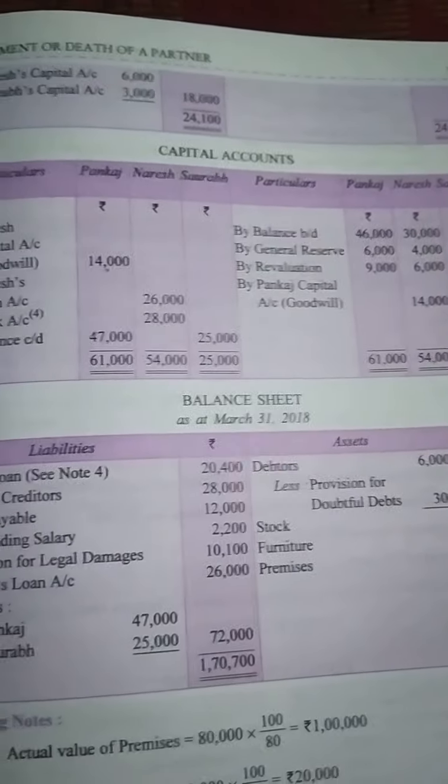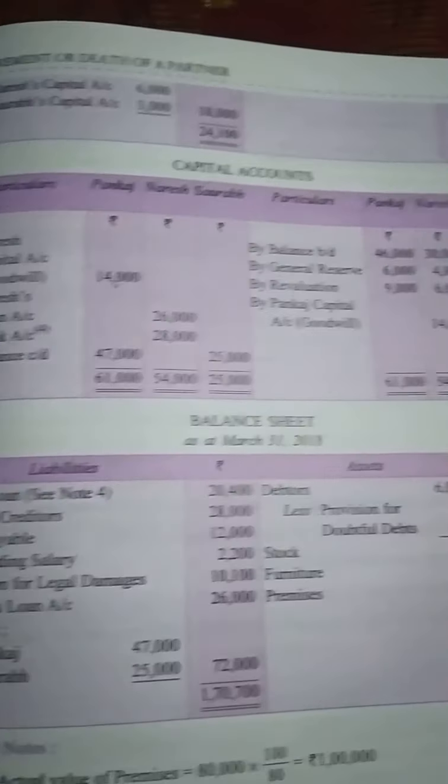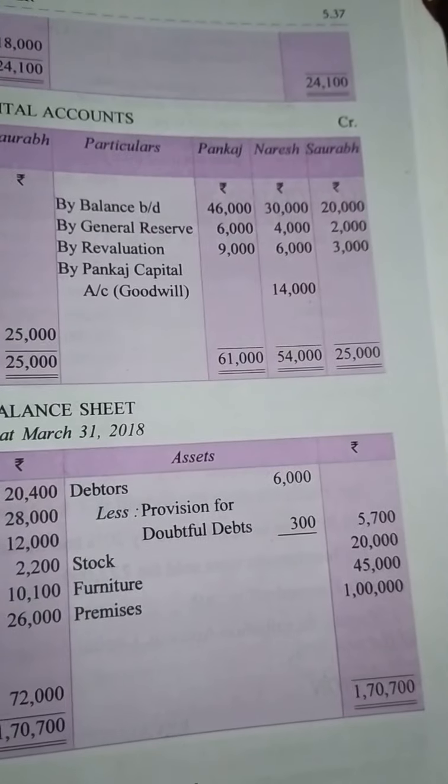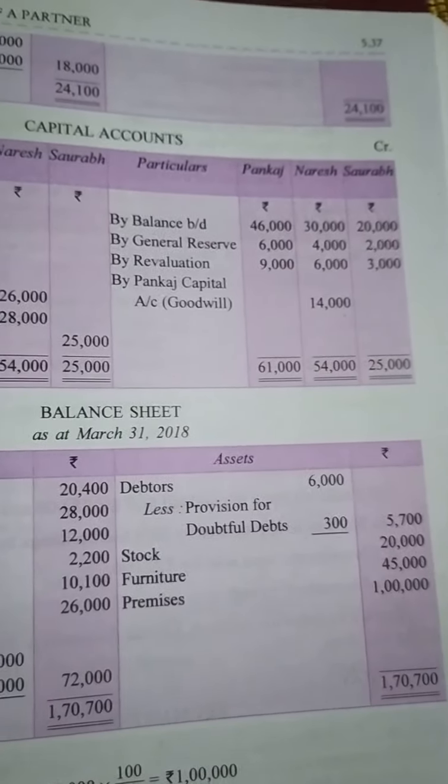Revaluation account, the profit, is shown on the debit side of revaluation account, so it will be posted on which side? On the credit side, that is, left hand side items are posted on the right hand side.